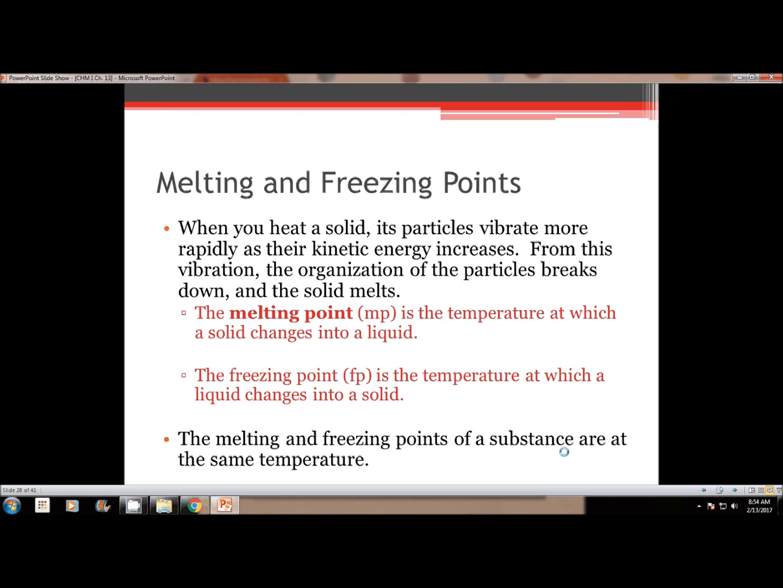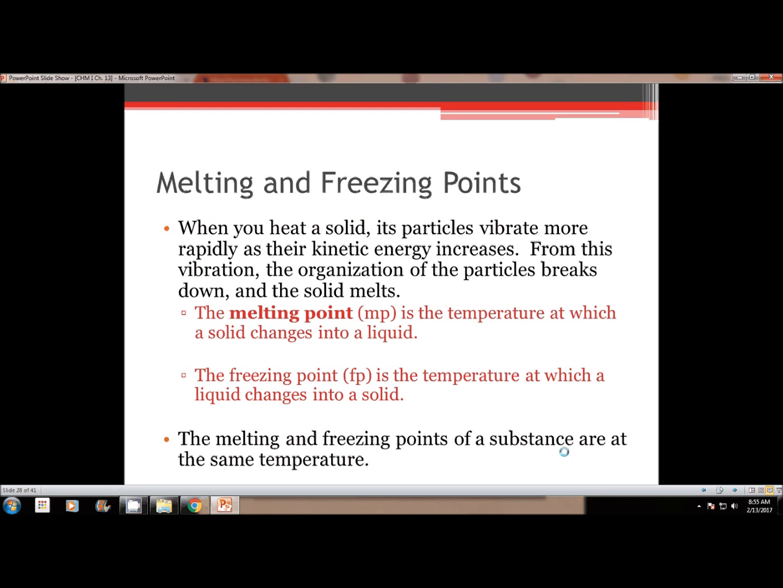So melting and freezing is when we're going between a solid and a liquid. We all know about this, or you've heard about this before. When you heat a solid, its particles vibrate more because it's gaining kinetic energy. And it will reach a point when it's vibrating so much that the particles break apart, and that's when the solid melts.